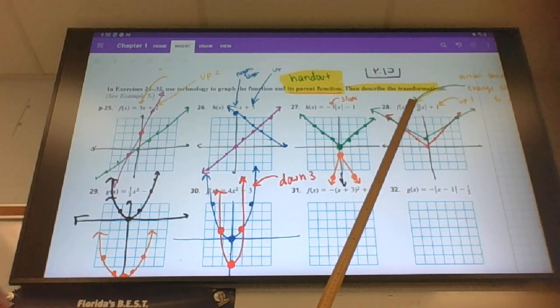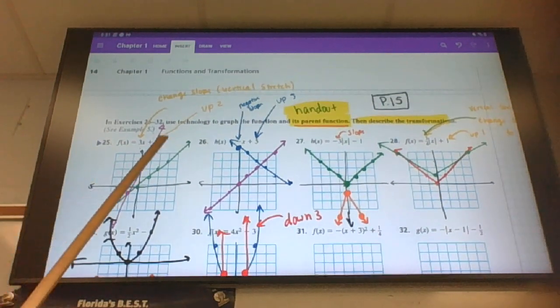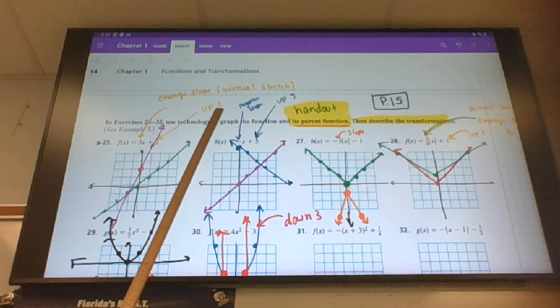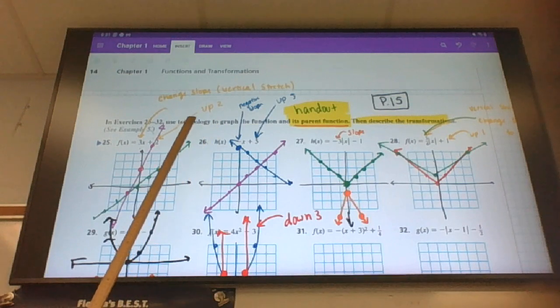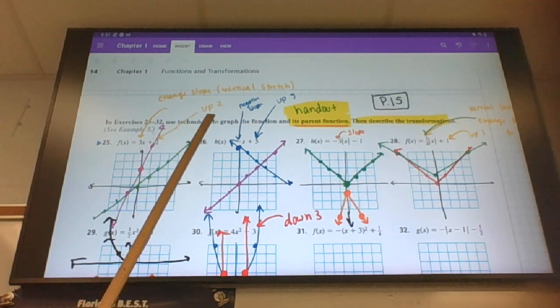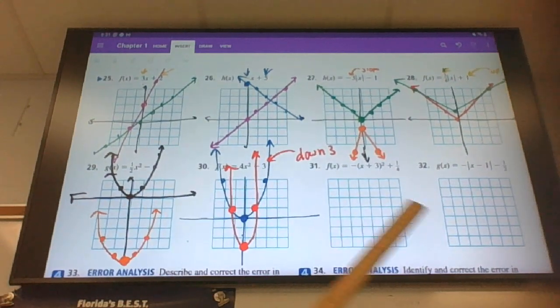You should have words describing the transformations. And even if you do have it done, like for instance, I did it here, I said up to and change slope, vertical stretch. I want you to right now use the fancy vocabulary. And I have it here.